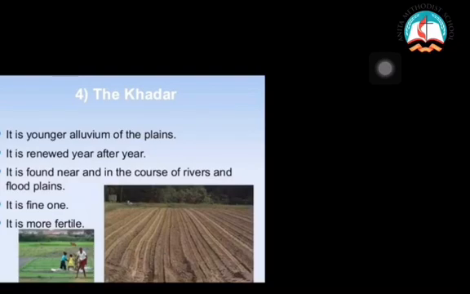Then the Khadar Plains. The new alluvium tracts along the course of the rivers are known as the Khadar or betlands. The Khadar tracts are enriched by fresh deposits of silt every year during rainy seasons. The Khadar consists of sand, silt, clay and mud. It is highly fertile soil.